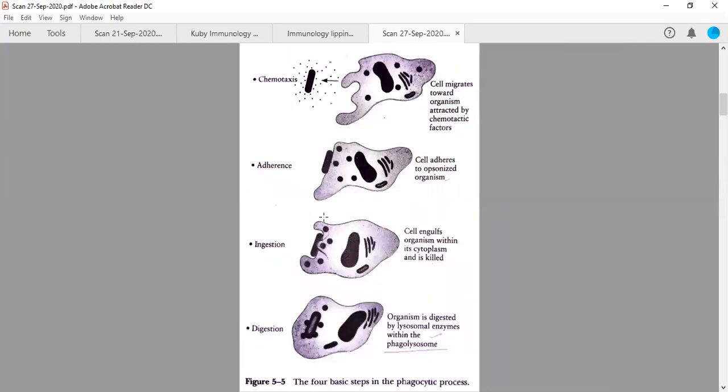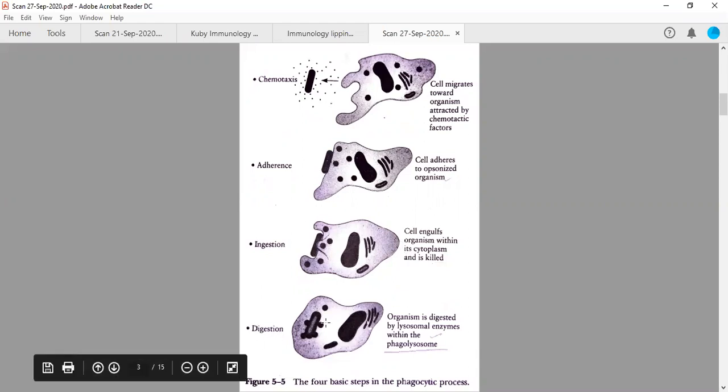The third step is, once it is attached to the neutrophil surface, the bacteria is taken up inside the cytoplasm. The pseudopodia will come out and enclose this bacteria into a vacuole-like structure called a phagosome, right? This process is called ingestion. So the cell engulfs the organism, that is the bacteria, within its cytoplasm, and it will be killed ultimately, which is called the digestion process, right?